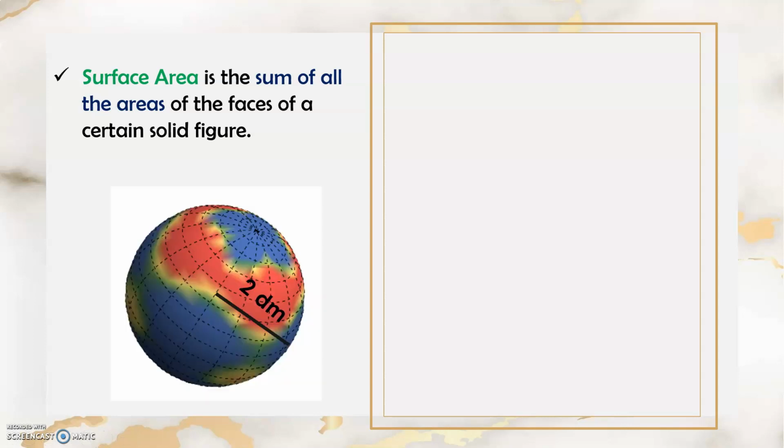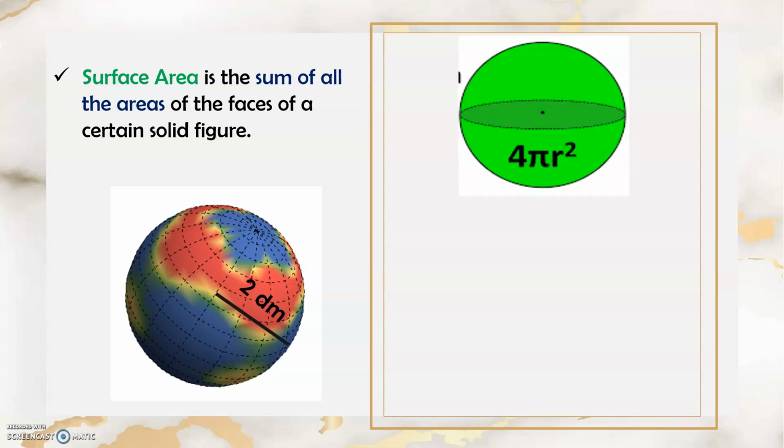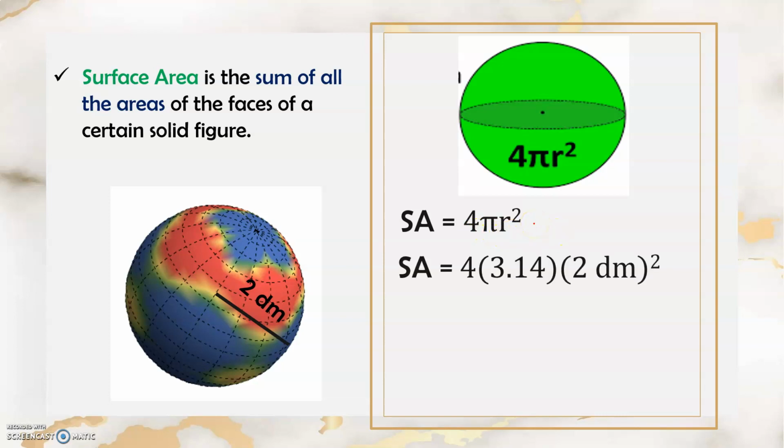For example, we have here a sphere whose diameter measures 2 decimeters. For us to find the surface area of a sphere, let us remember this formula, 4 pi r squared. Again, for any sphere, we will use the formula 4 pi r squared. Now, substituting the given information, we'll have 4 times the value of pi, which is 3.14, times the given radius, which is 2 decimeters, then we'll have to square it. 2 decimeters squared is equal to 4 square decimeters.